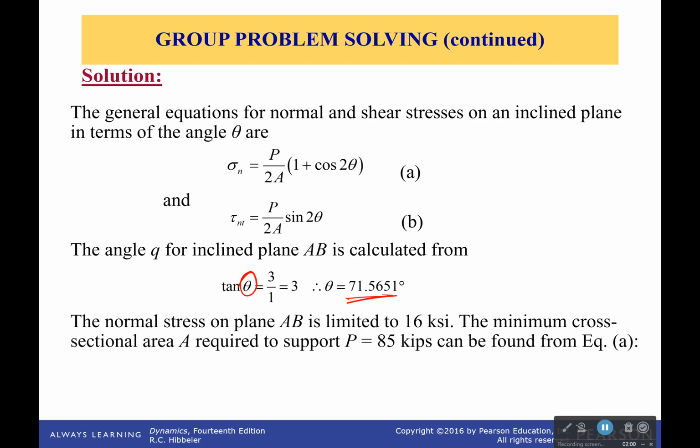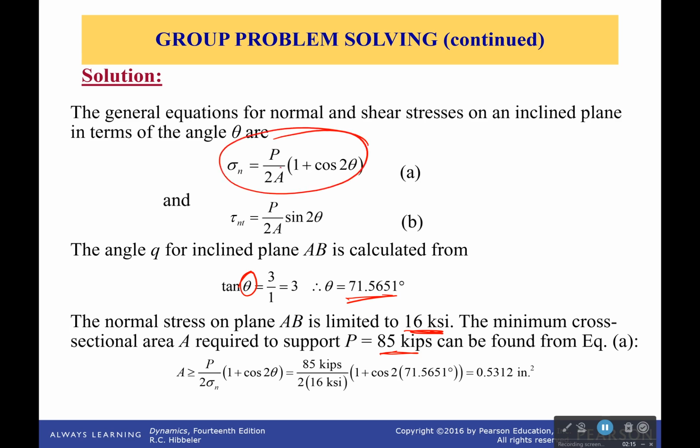Now, we know that the normal stress on plane AB is limited to 16 KSI. And so we're going to have to try to find what is the minimum area that can support 85 kips, given that. So we're going to take our equation right here, and we're going to solve for the area, which is actually really simple to do, because we can just more or less switch those two. And we do that. And our area has to be greater than whatever this value is.